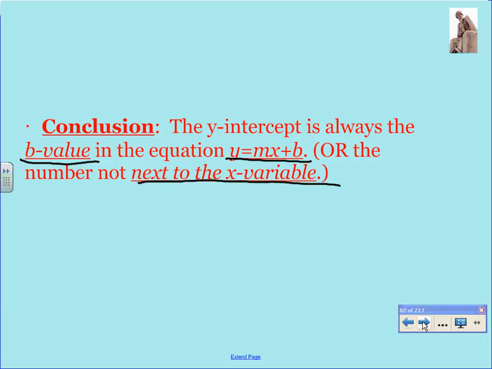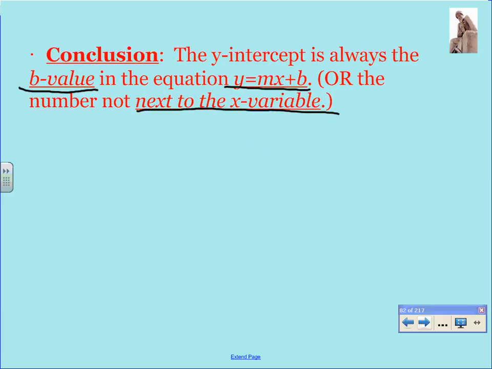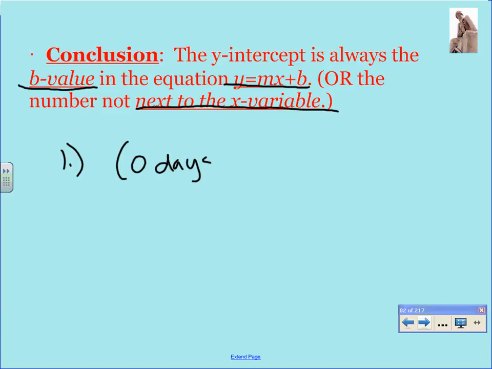What is the y-intercept? I want you to write that down on your paper. So as an ordered pair with labels, what is the y-intercept? Okay, Eric, what do you think? Good job. 0 days, 5 inches. Or you could say 5 inches of snow, which means at day 0, or currently, today, we have 5 inches of snow on the ground.